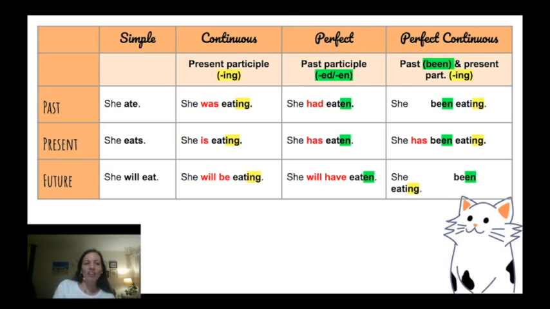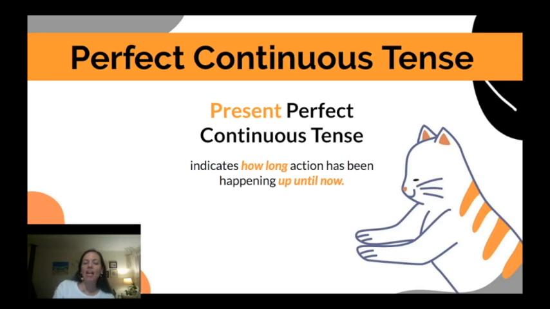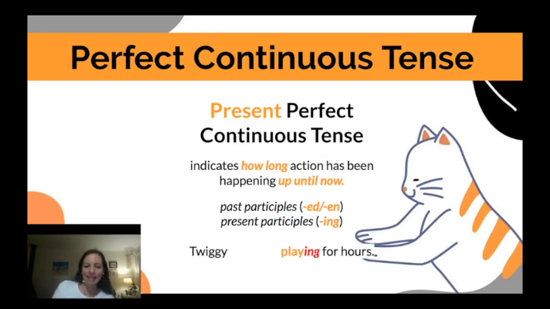Let's look at what that present perfect continuous tense actually means. The present perfect continuous tense is not just a mouthful. It actually indicates how long an action has been happening up until now in the present. So, like I said, we're going to have both those past and present participles, and I'm going to show you another example so that you just see some more examples so it makes sense.